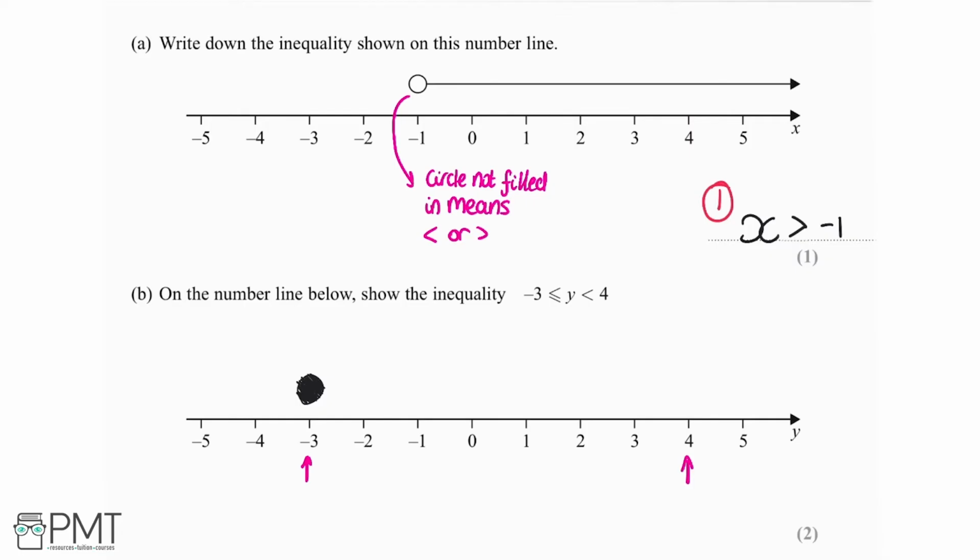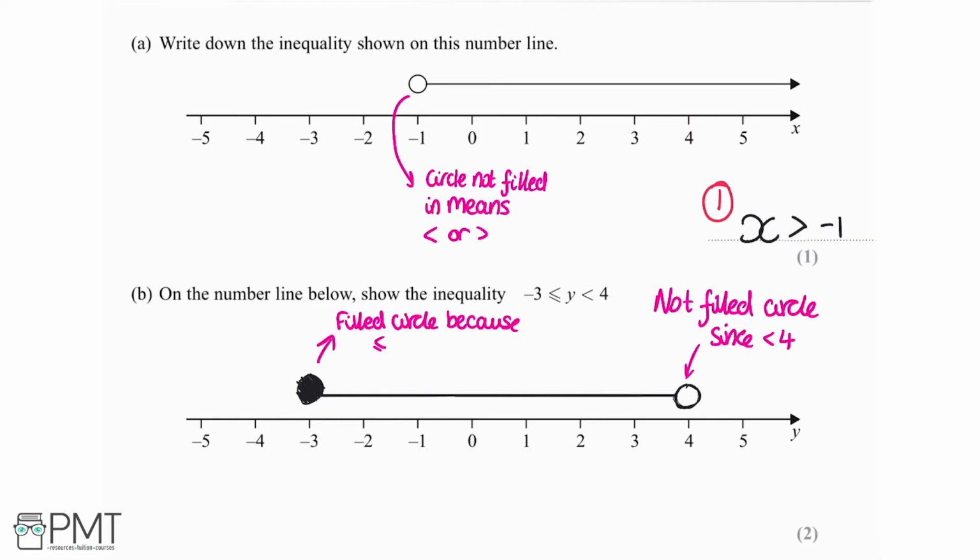You can see that it's less than 4, not less than or equal to, because we don't have an extra line here. So I'm going to do my circle, but I'm not going to fill it in. And then our last step is to join it all up. So from less than 4 to greater than or equal to -3. And if we do that, we get 2 marks.